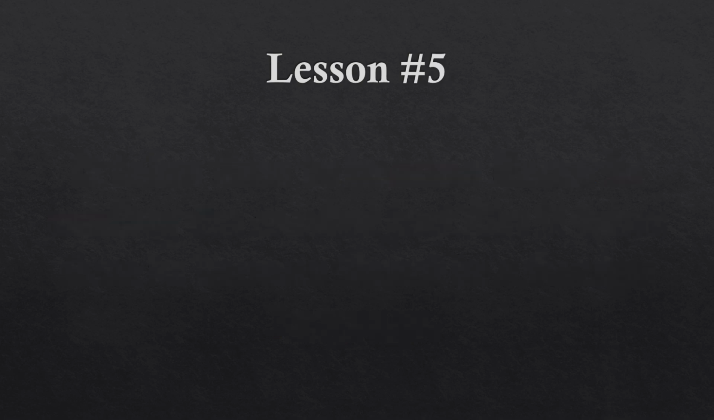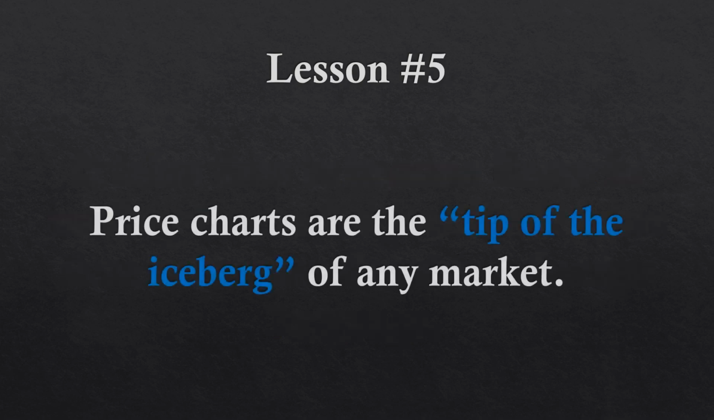Lesson number 5. Price charts are the tip of the iceberg of any market. Whenever a trader looks at a price chart, he's looking at the final result of the battle between buyers and sellers, but he cannot see all the reasons that led to that final result. That is why technical trading is so vast. It has many different ways of attempting to capture the tension between buyers and sellers, but there's a lot more to the financial markets than what meets the eye of a trader through price charts.